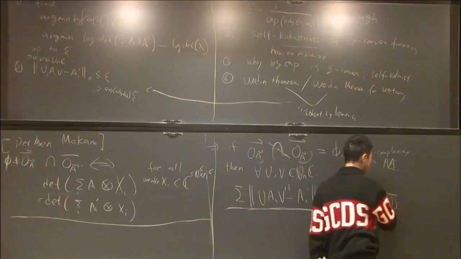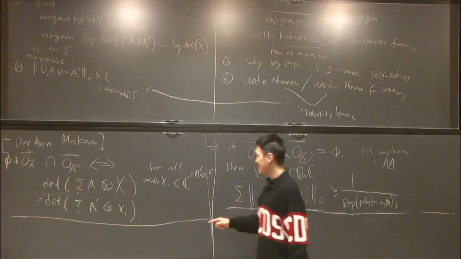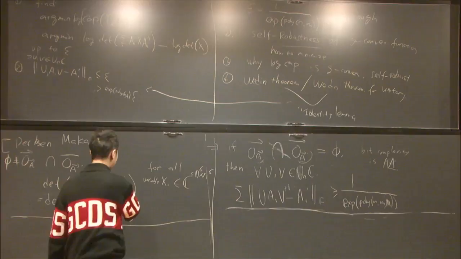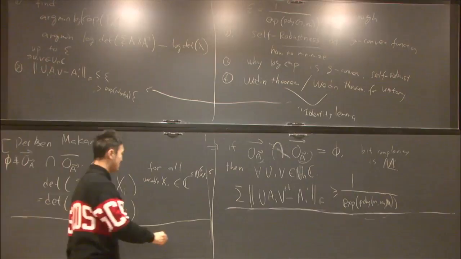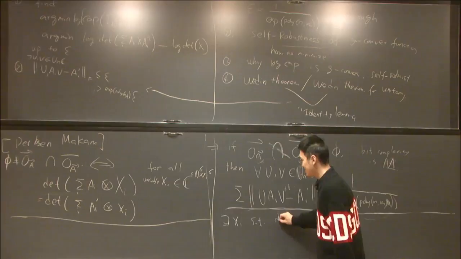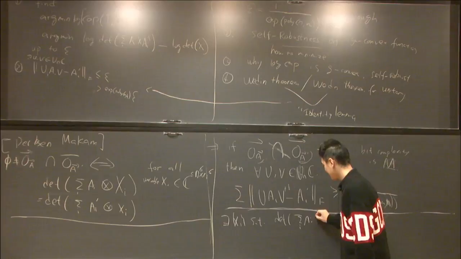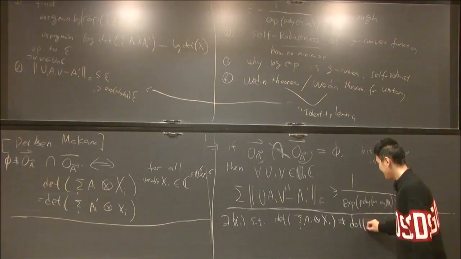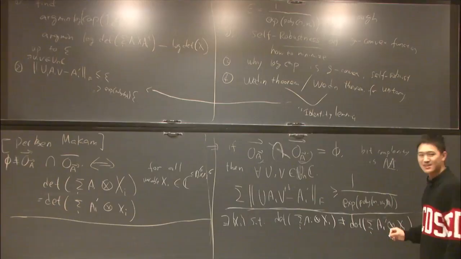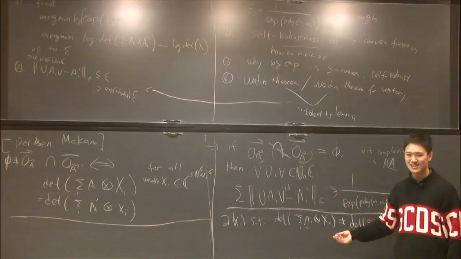And the proof of this is pretty simple. Let's say their orbits are not intersecting. Then we know that there are X_i's such that the determinants are not equal. So there exists X_i such that the determinant of the summation over i of A_i tensor X_i is not equal to the determinant of the summation over i of A_i prime tensor X_i. Without loss of generality, assume that the entries of A_i are just integers of bit length m.